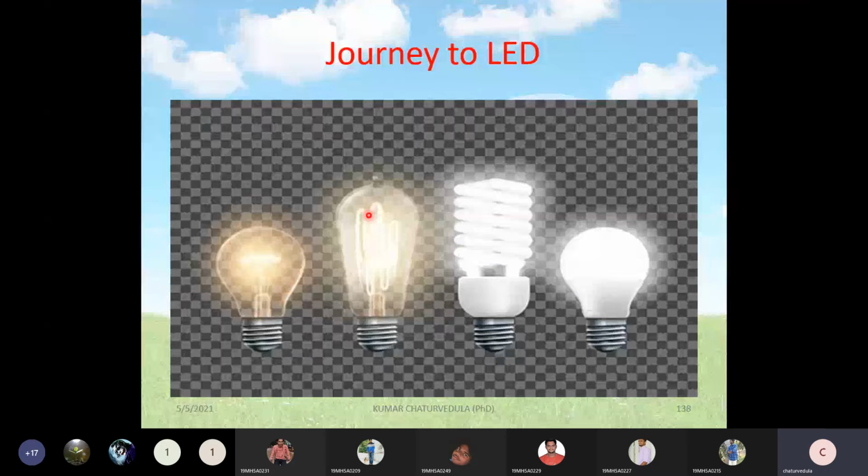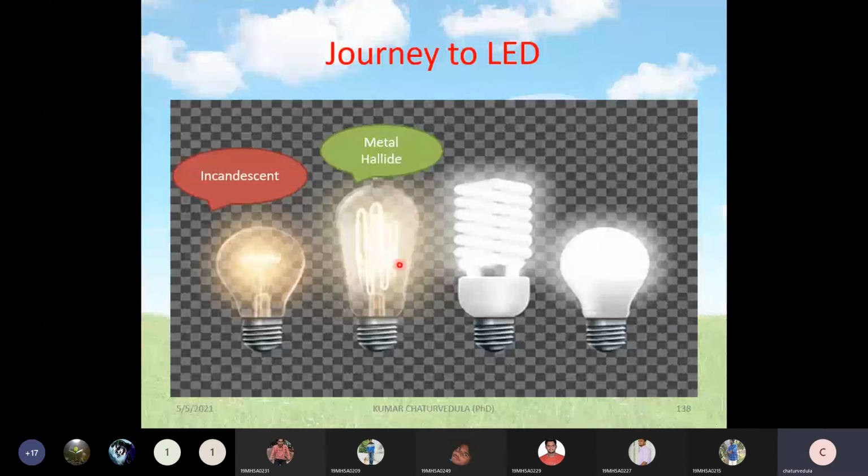So as you know, this is the journey of lamps from the incandescent bulb to the CFL bulb. This is your incandescent bulb, then this is your metal halide bulb, this is your CFL, and this is your LED bulb. Okay.